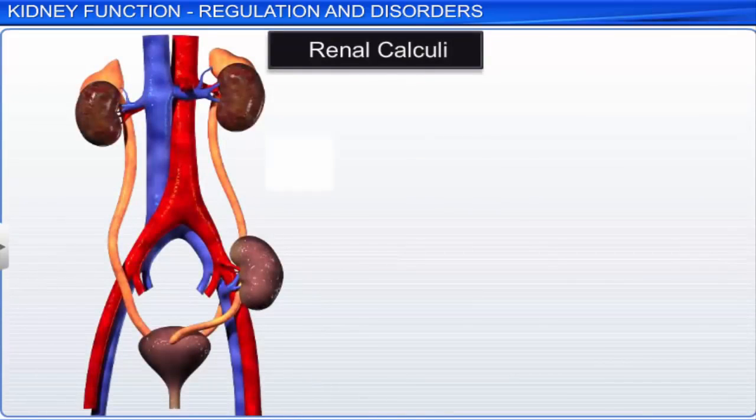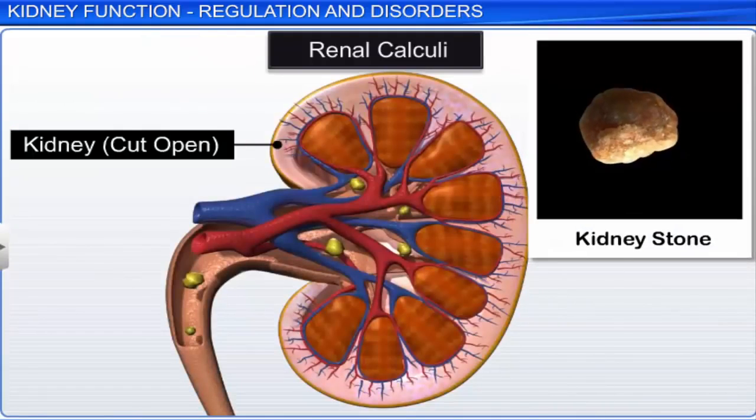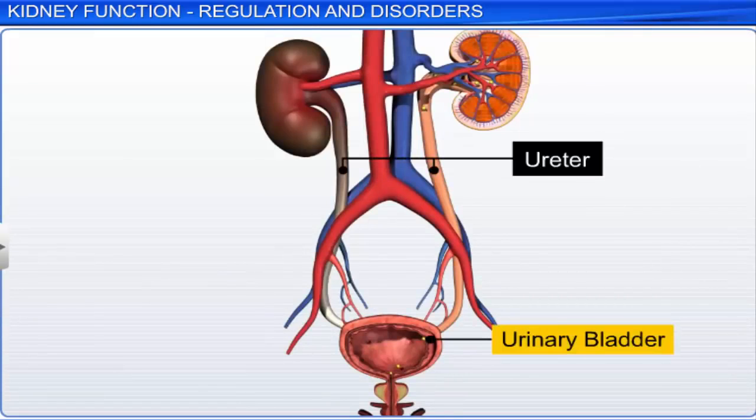Other disorders due to the malfunctioning of the kidneys include the formation of stones or insoluble masses of crystallized salts within the kidney, a condition known as renal calculi. These stones are usually salts of calcium, mainly calcium oxalate or calcium phosphate. Such stones are also formed in the ureter and the urinary bladder.